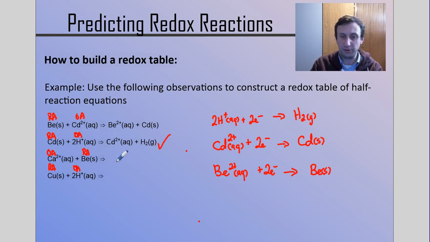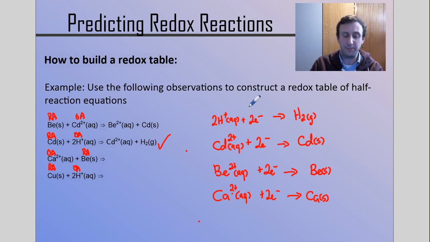Now, calcium and beryllium, that doesn't happen. So here's my RA, and then calcium has to be below it in order for it to be uphill. So calcium is going to be right here. Ca2+ aqueous plus 2 electrons gives me Ca solid. And then I have finally copper and 2H+. This doesn't happen.